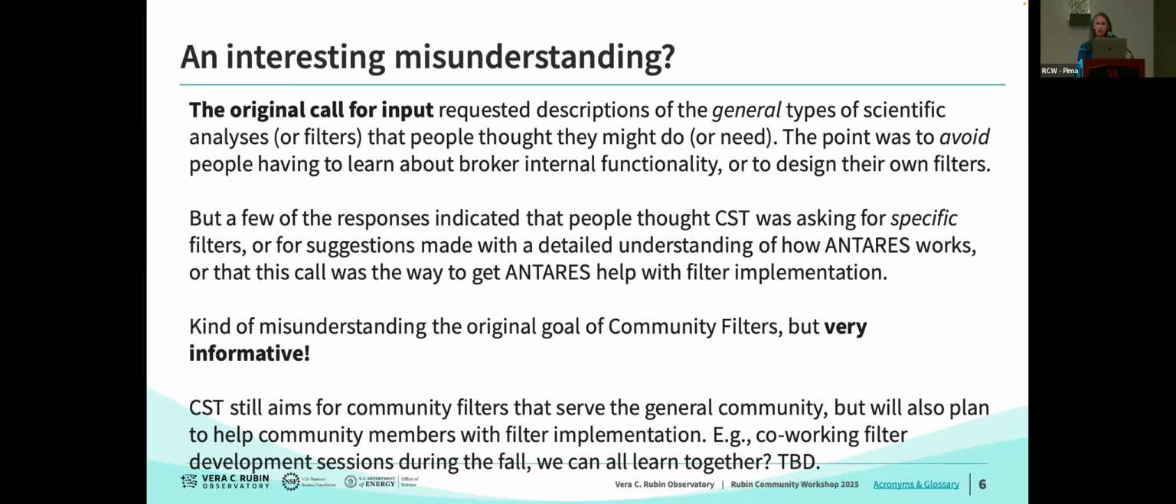I can take a few questions on that. Why was this phrased as Antares filters and not just broadly the CST team focusing on broker filters? Yeah, we are specifically partnering with Antares to build the community filters on purpose.